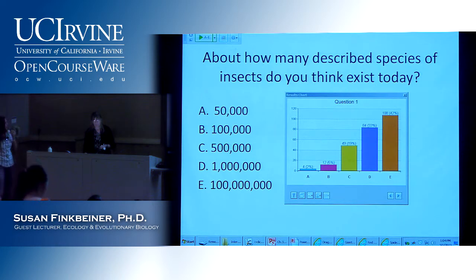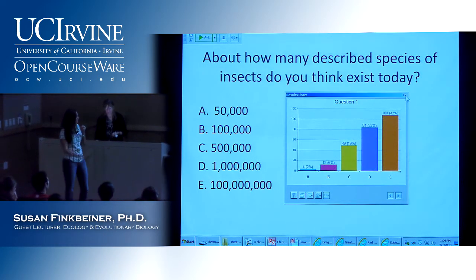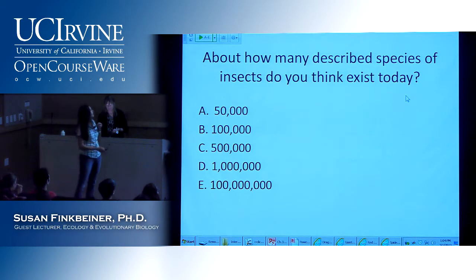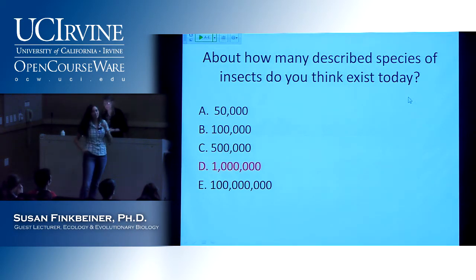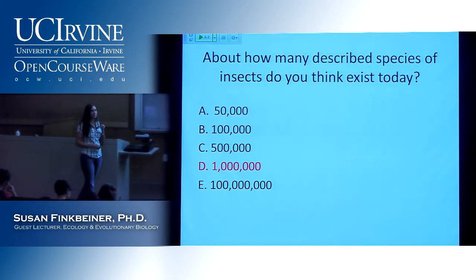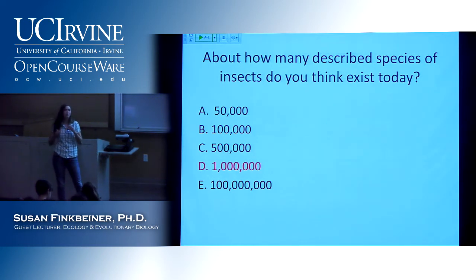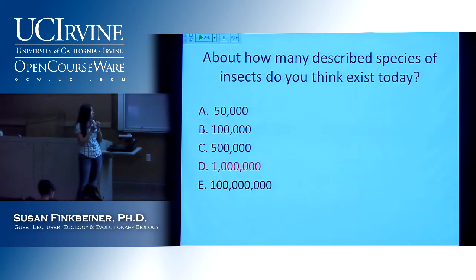All right. Oh, wow. You guys are a little over ambitious in your answers. The answer is D. There are about 1 million described species of insects that exist today. However, this is just described. There are actually probably at least 5 million undescribed species of insects today.